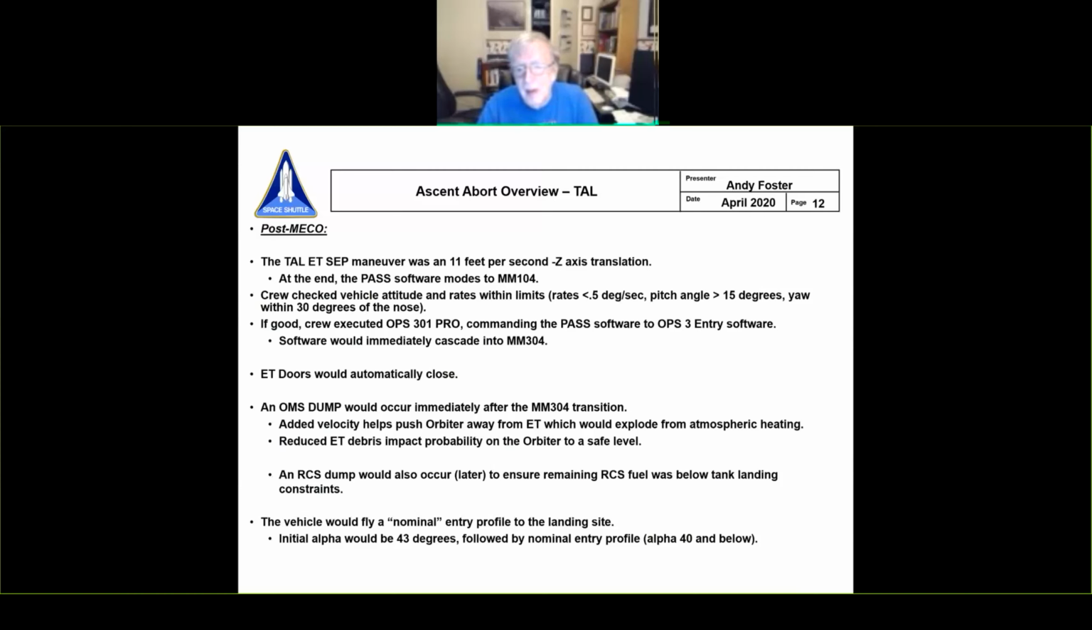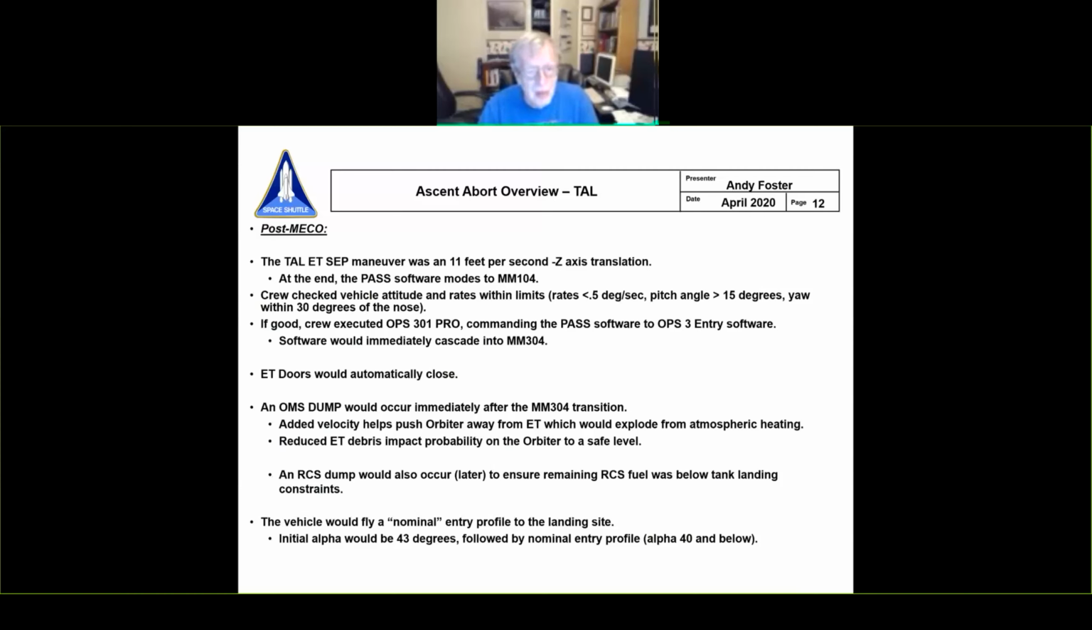software. And that would pull in the entry software, and because the TAL flag would be set, it would immediately jump into 304 because it knew you needed the entry flight control right away. That would also close the ET umbilical doors that were still open. That's where those big feed lines from the external tank had been going through, and you've got TPS tiles in the bottom, so you want to get those closed.